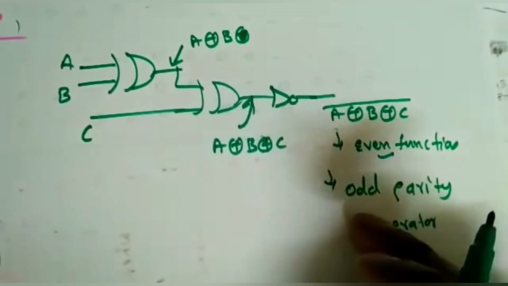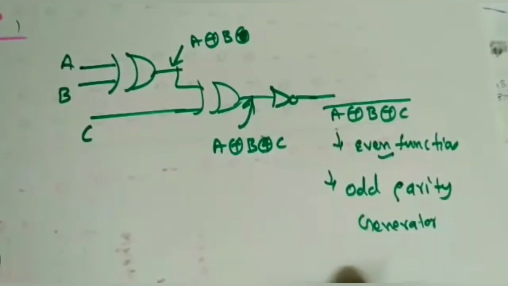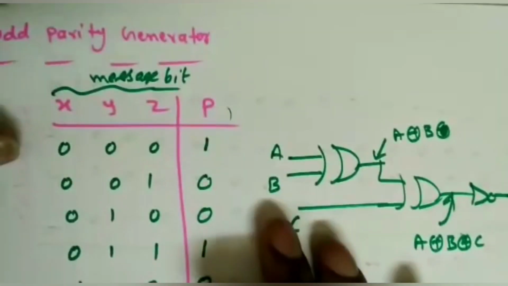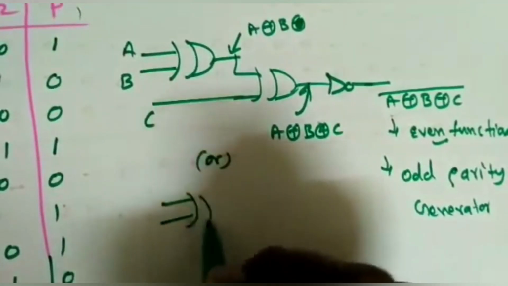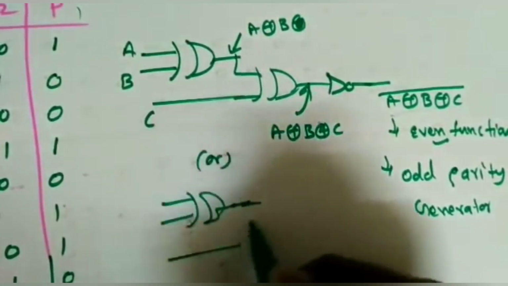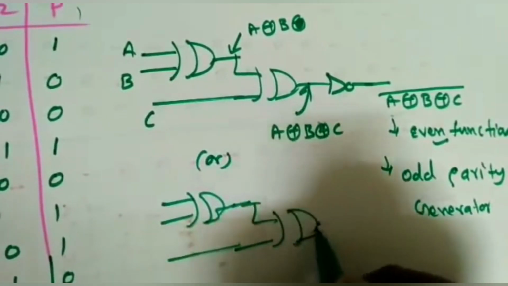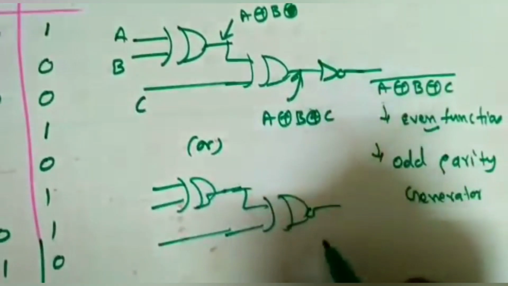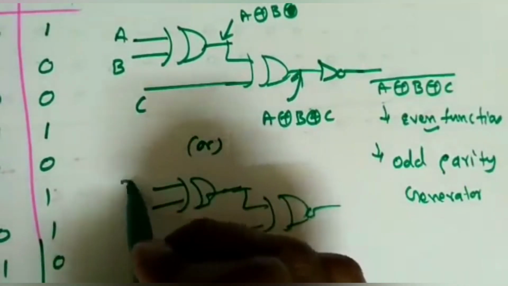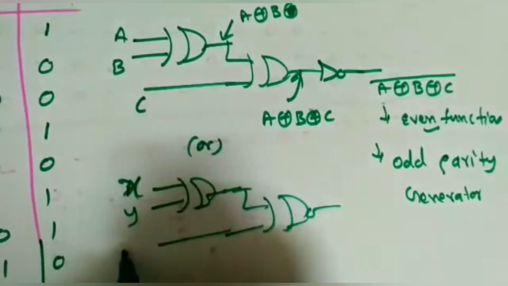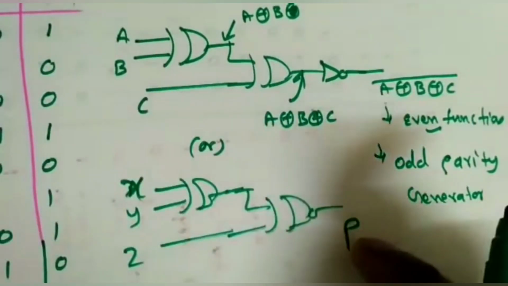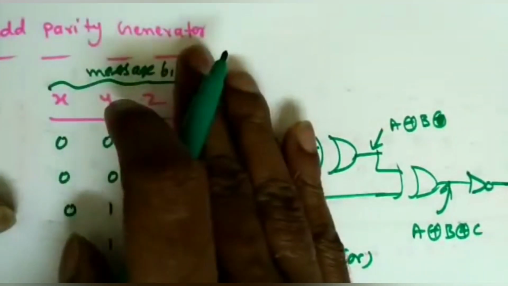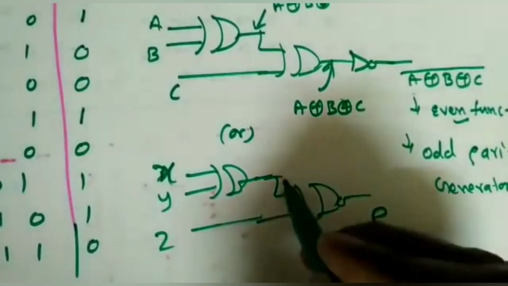If it is an even function, it will generate odd parity. So that is the circuit diagram for the odd parity generator. It is one exclusive OR gate and one exclusive NOR gate. Exclusive OR with a NOT gate becomes an exclusive NOR gate. This is X, Y, this is Z, and this is the parity bit P. Now we have generated the parity bit P, the odd parity generator. So this is the circuit diagram for the odd parity generator.